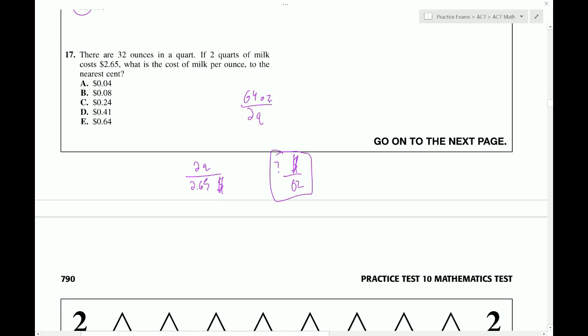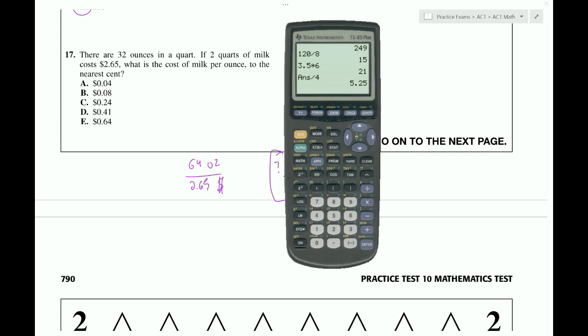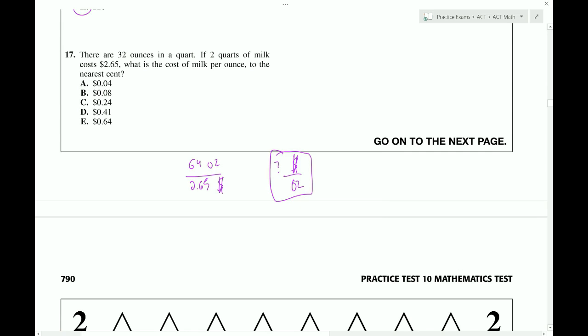So we know that 2 quarts corresponds with 64 ounces. So instead of 2 quarts here, we could write 64 ounces. Okay. And then we can end up flipping this thing upside down. So 2.65 divided by 64. So that's 0.04. Okay. And the unit there would be dollars per ounce, right?